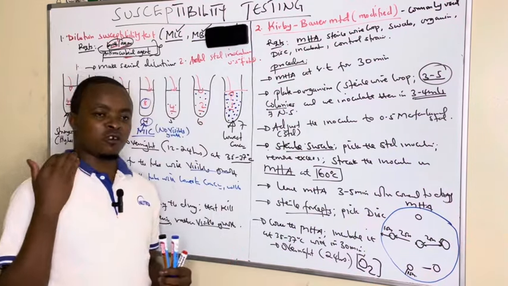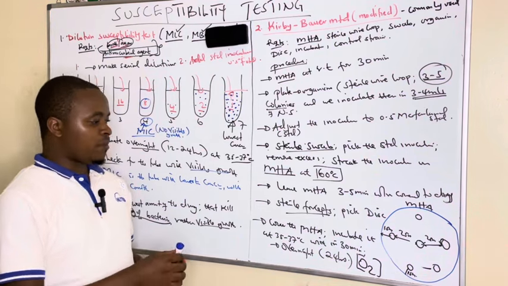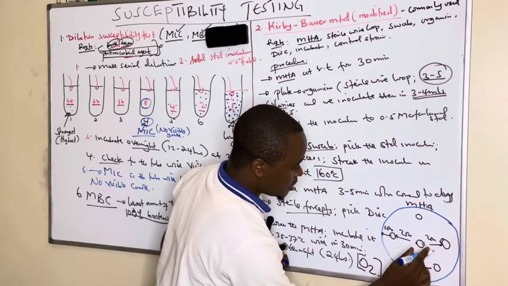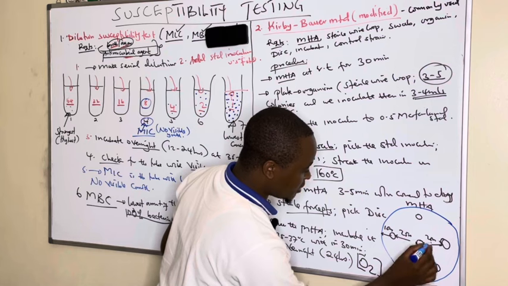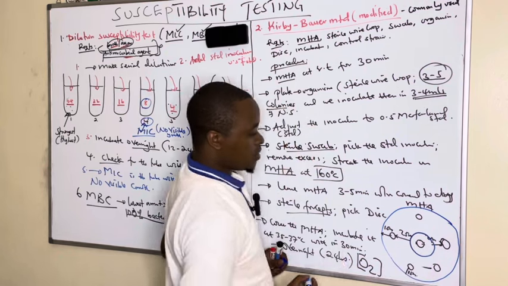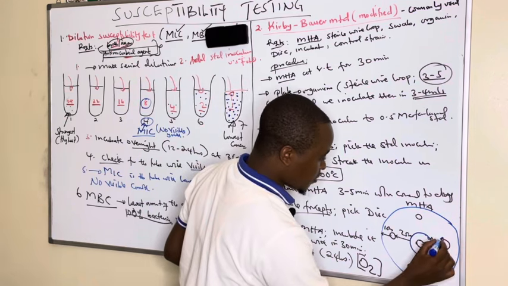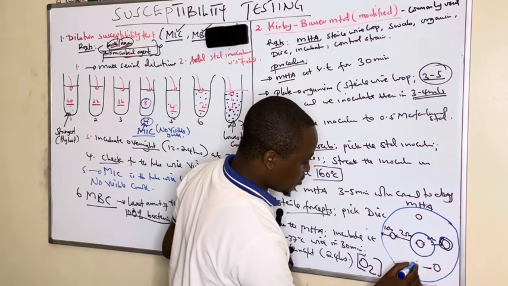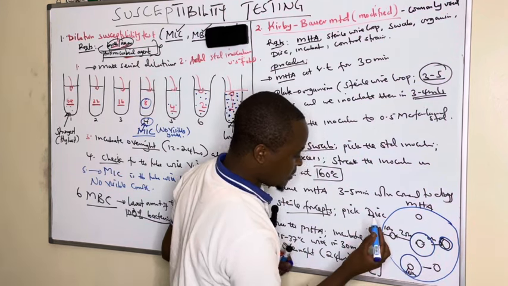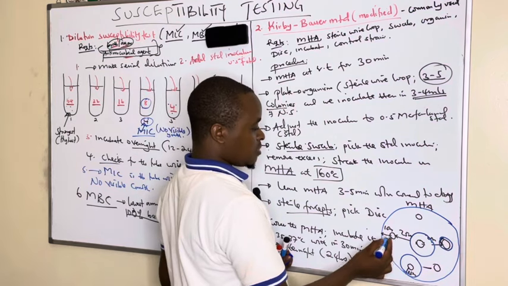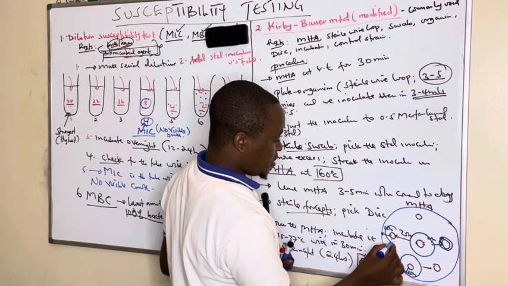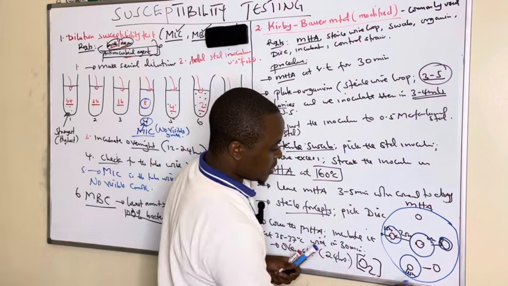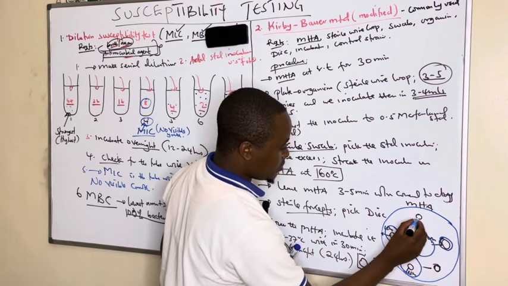So after incubation for 24 hours, we come and read for the zone of clearance. If we find maybe this one, there was a zone of clearance around the disc, and this one, there was a small zone of clearance. This one, no clearance, and this one also, there was a zone of clearance around. This one was resistant, or maybe this one was intermediate, and here we see no zone of clearance. Here, no zone of clearance.